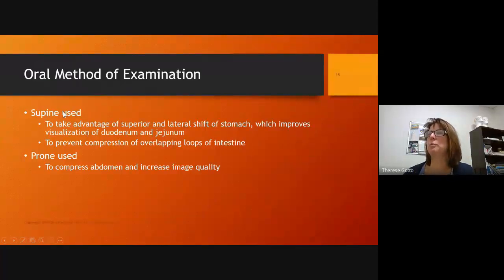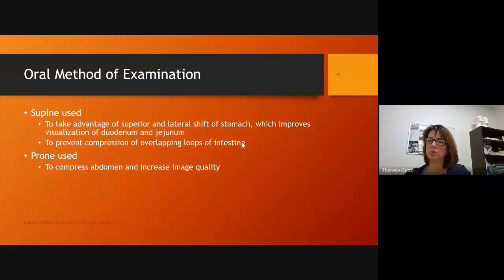The supine position is used to take advantage of the superior and lateral shift of the stomach. This improves visualization of the duodenum and the jejunum. It prevents the compression of overlapping loops of intestine. So if the patient is lying on their back, supine, there's no pressure on those loops of small bowel, and they have a little more room to shift. So you can see the upper part a little better.